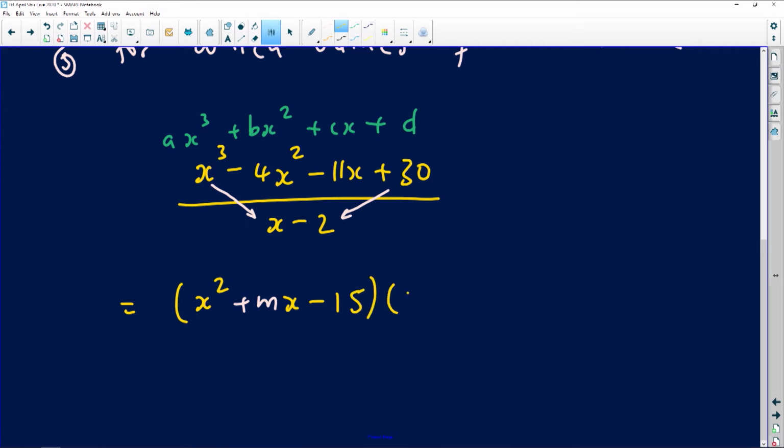And remember that x minus 2 has been there since the beginning of time. So we're going to drag it along and say that is basically our f of x, right? Now you're wondering, what is that m? What is that m? Well, you can use many methods. You can even use the k method to find that m value.